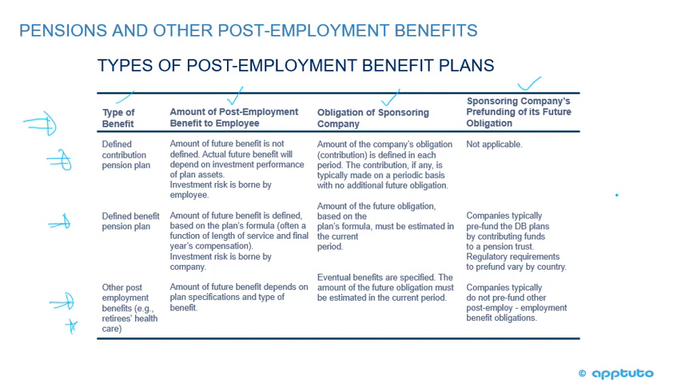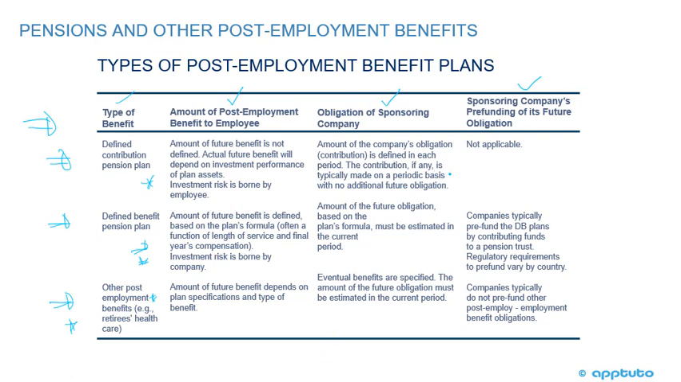Under a defined contribution plan, the amount of post-employment benefit is not defined. Actual future benefit will depend on the investment performance of the plan assets, and the investment risk is borne by the employee. As opposed to the defined benefit pension plan, where the amount of future benefits is defined. It's based on a plan formula, often a function of length of service and the final year's compensation, and the investment risk is borne by the company. We've seen that before, but this is just another nice little chart. And with regards to healthcare, the amount of future benefit depends on the plan specifications.